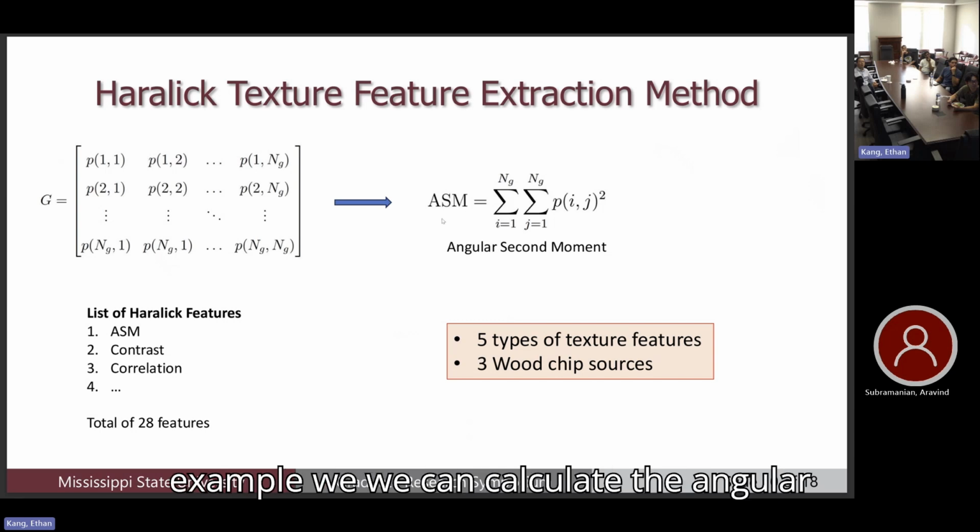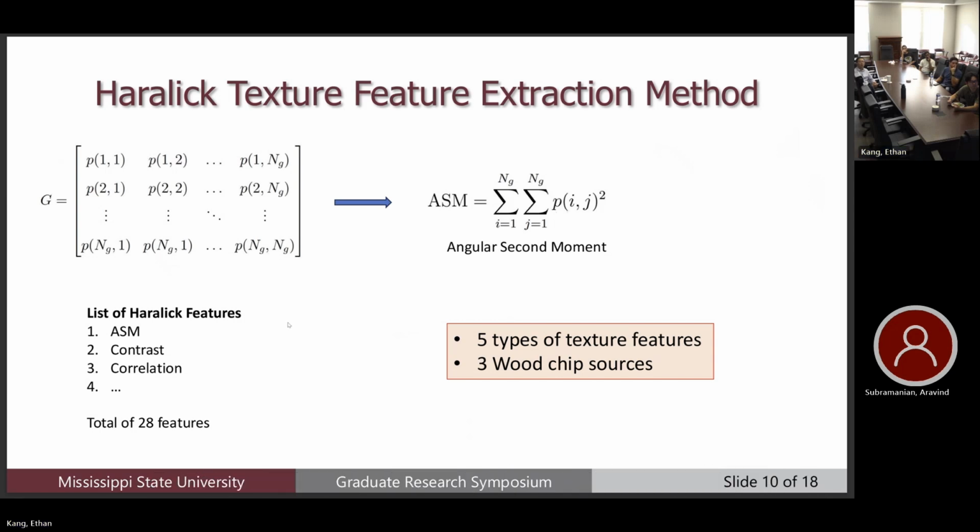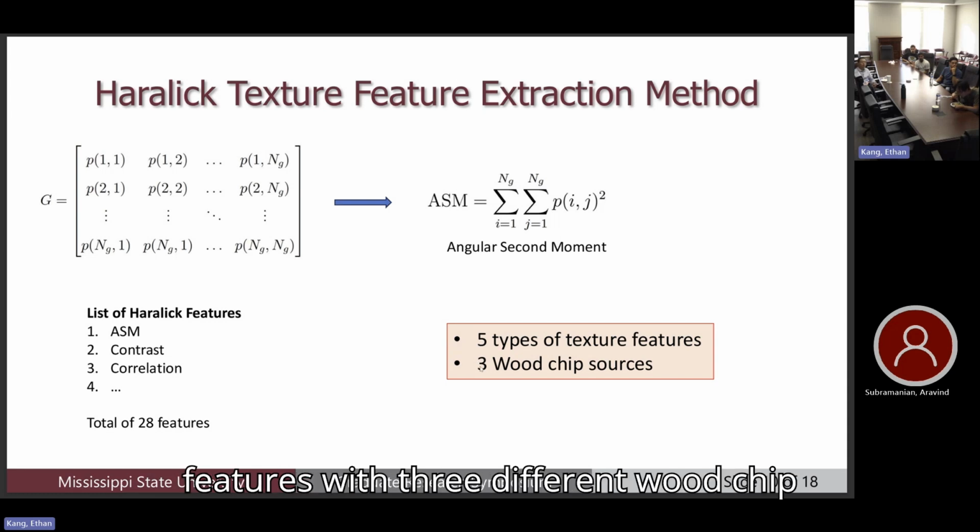For example, we can calculate the angular second moment, which can be calculated by taking the square of the pixel values. And similarly, we can calculate the rest of the Haralick features. We have a total of 28 features in the Haralick texture feature class. And as I already mentioned, we calculated 5 different types of texture features with 3 different wood chip sources.